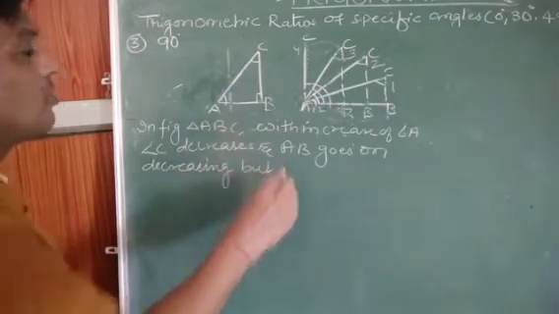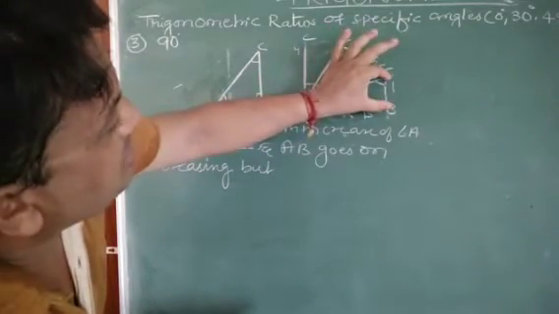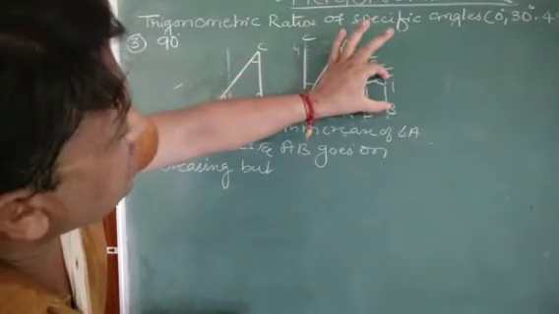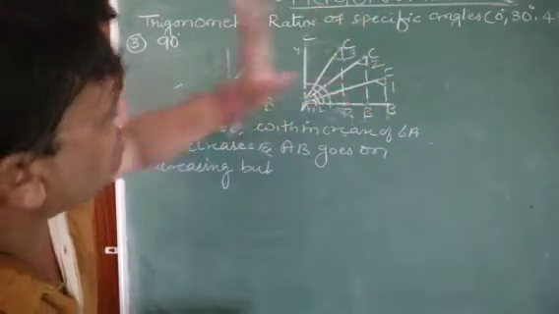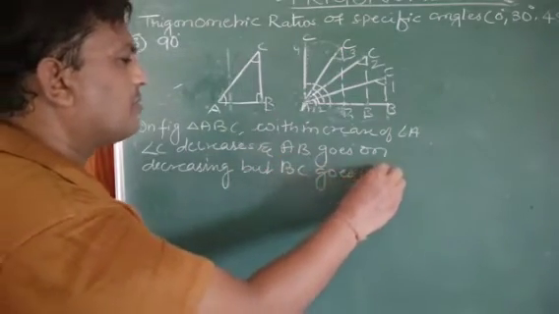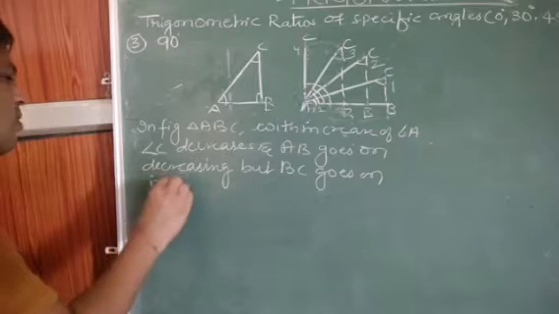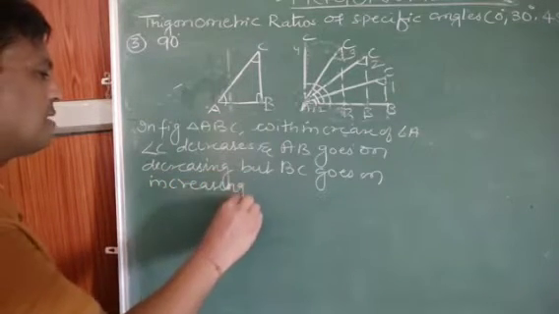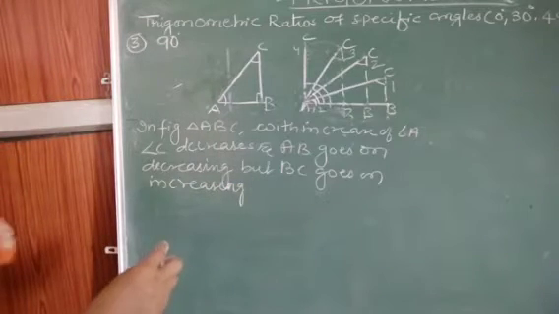But what happens? BC was this much, BC became more. See, the length of BC was this much, the length of BC increased. BC goes on increasing. Okay, children.